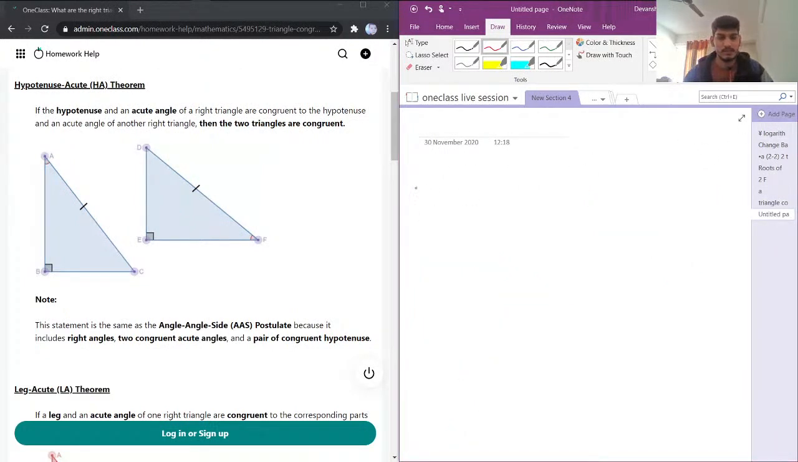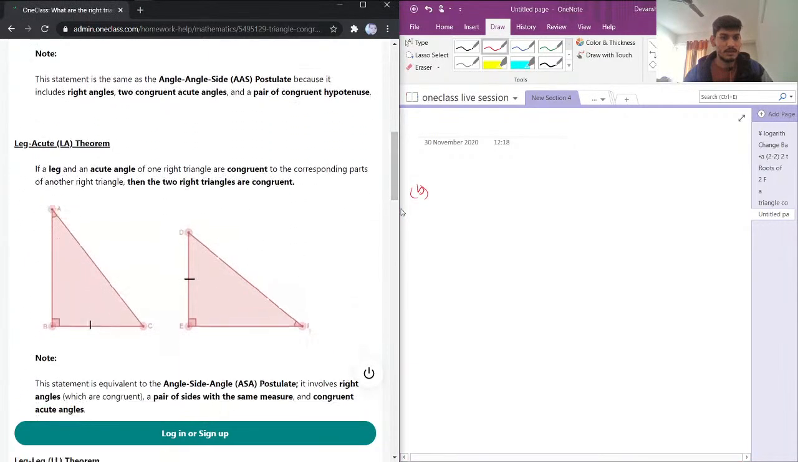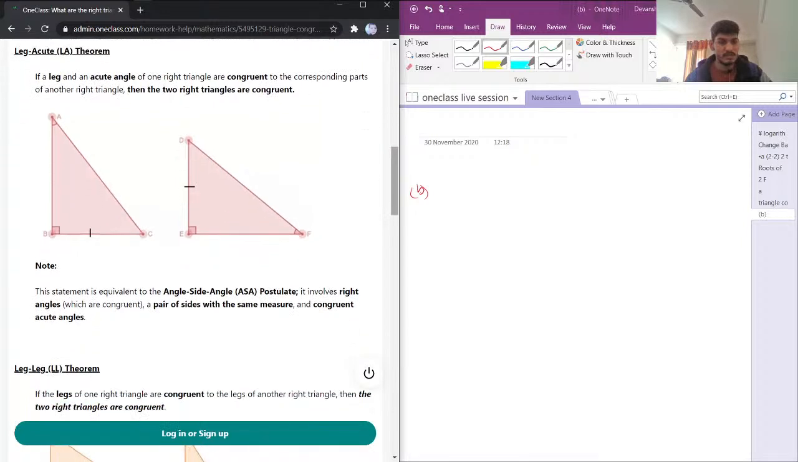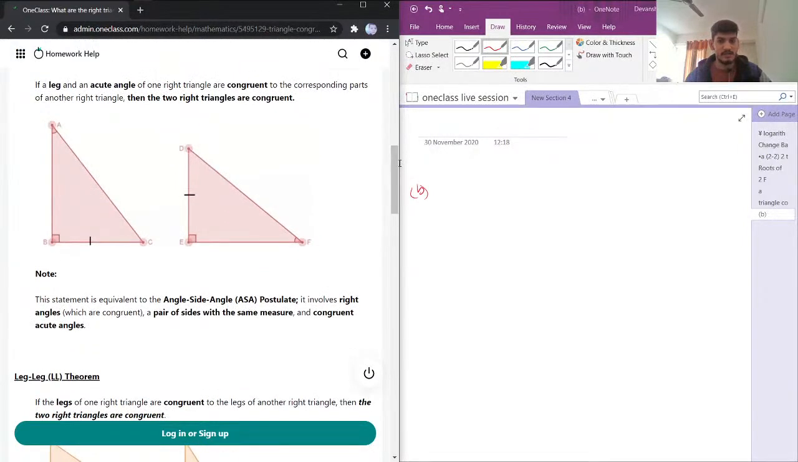The second one was the leg acute theorem. In this, if a leg and an acute angle of one right triangle are congruent to corresponding parts of another right triangle, then the two right triangles are congruent. This is done by the angle side angle postulate.